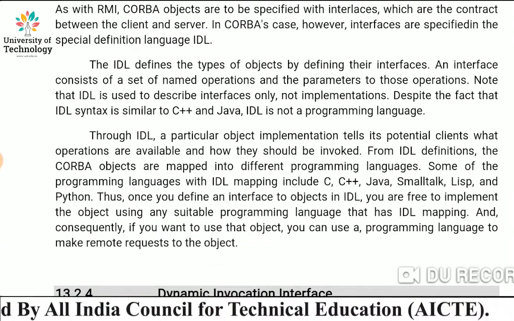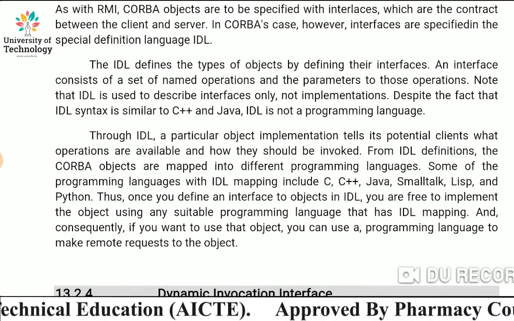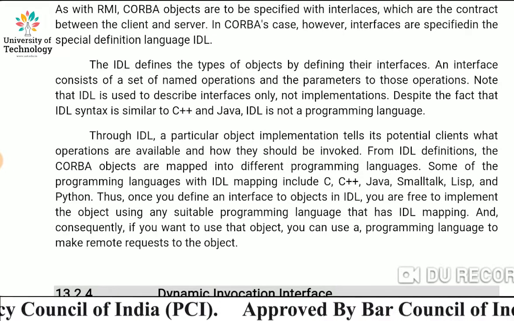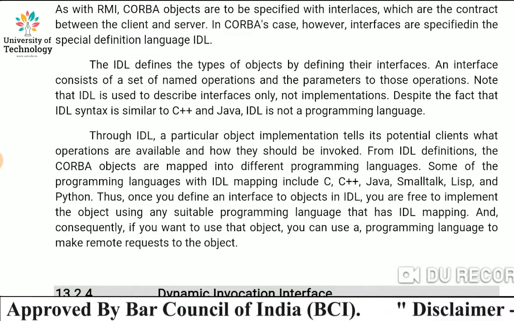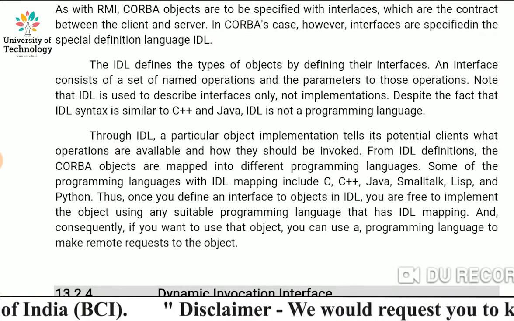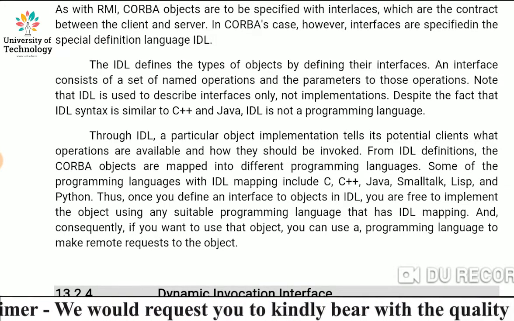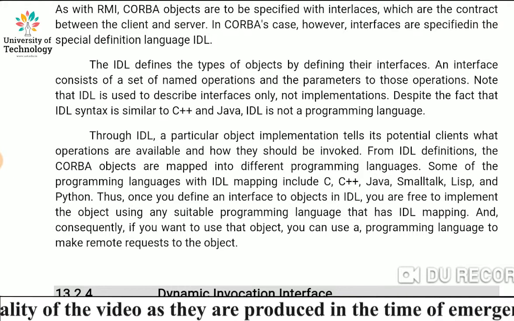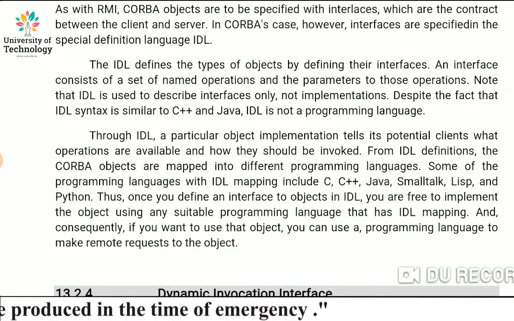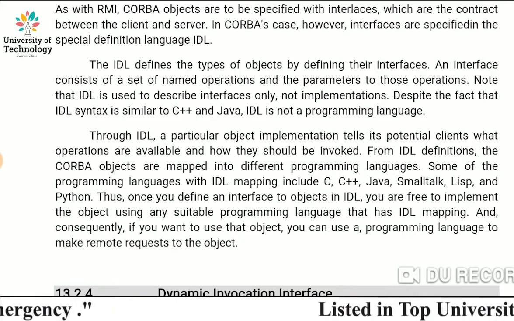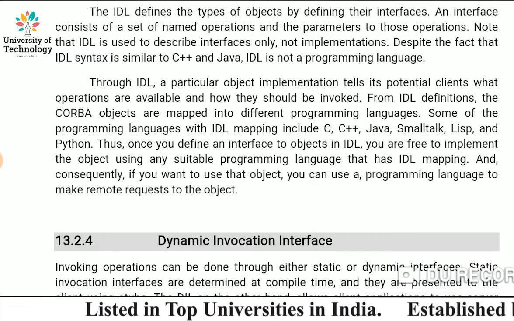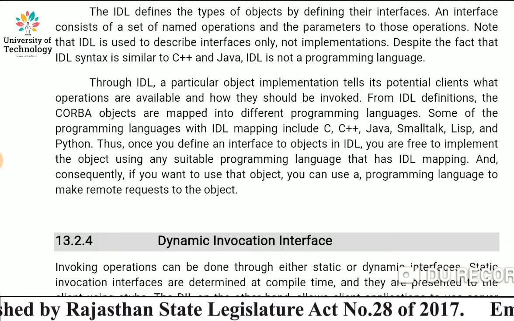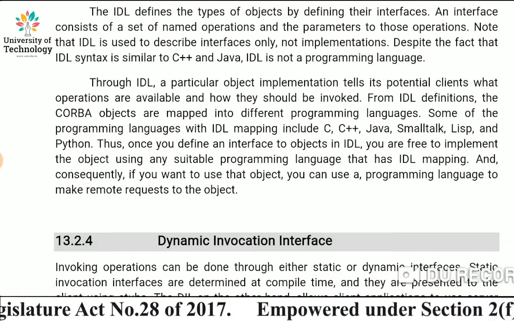Through IDL, a particular object implementation tells its potential clients what operations are available and how they should be invoked from IDL definitions. The CORBA objects are mapped into different programming languages. Some of the programming languages with IDL mapping include C, C++, Java, Smalltalk, Lisp, and Python. Thus, once you define an interface to objects in IDL, you are free to implement the object using any suitable programming language that has IDL mapping. Consequently, if you want to use that object, you can use any programming language to make remote requests to the object.